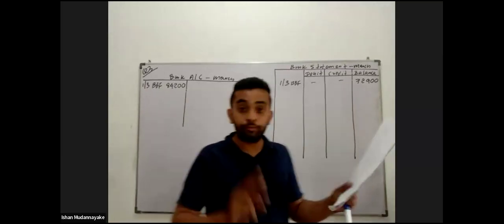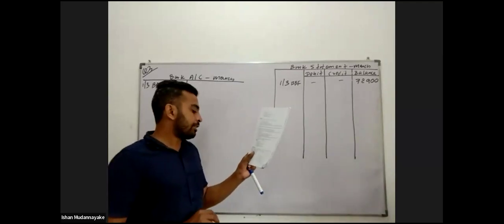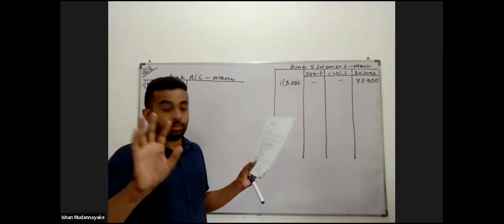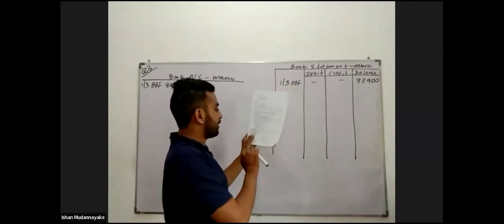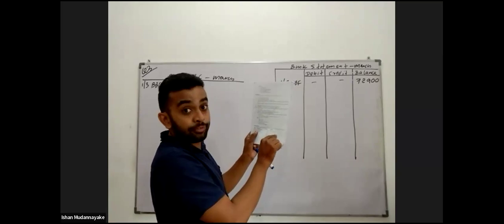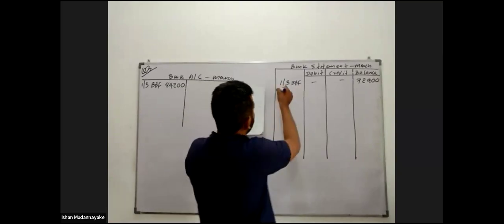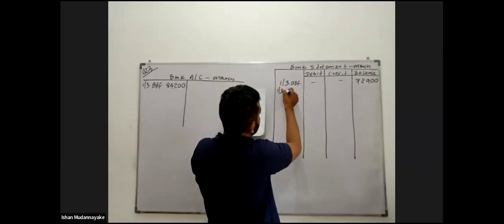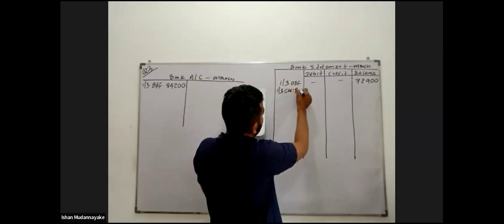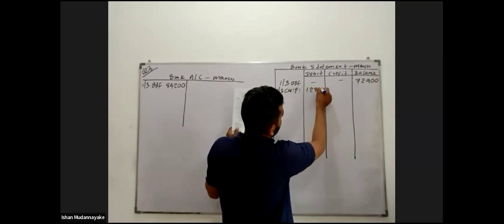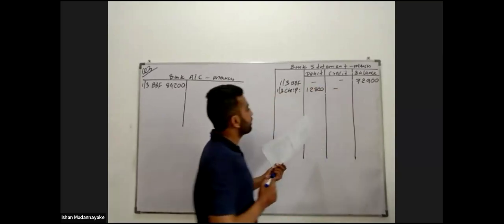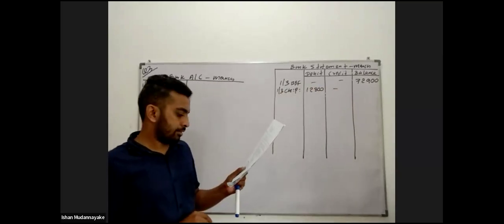Right. Now we will record the first two transactions. These first two transactions no need to record in the bank account, but we need to record them in the bank statement. Now here, at first we will record the second transaction. Present date, 1st March. Check payment. Write down check payment 12,800.